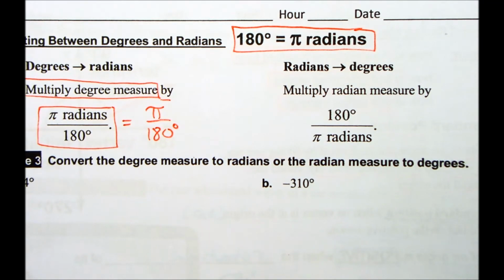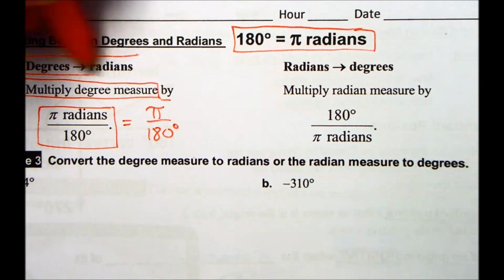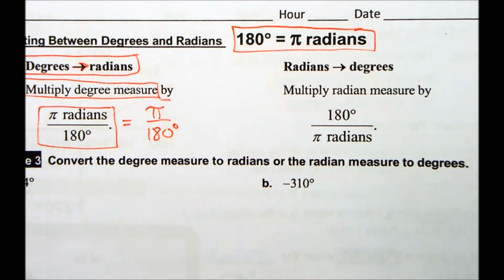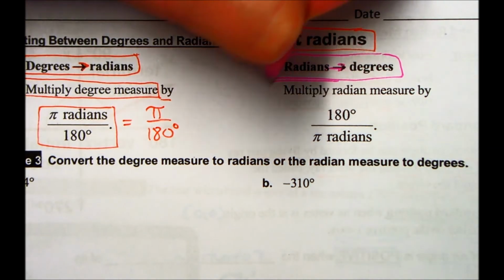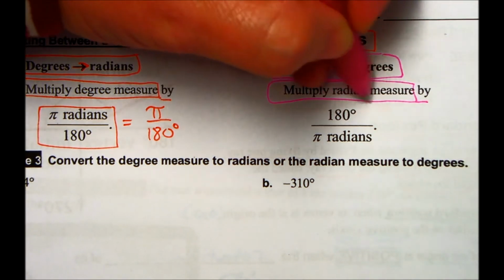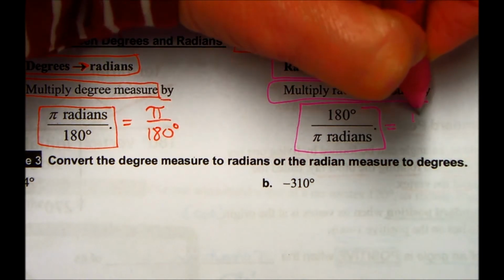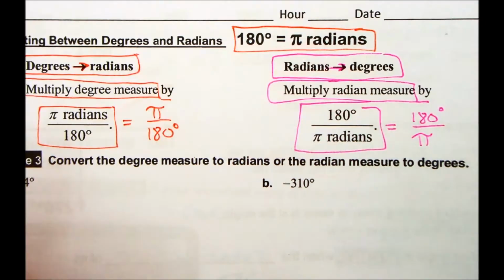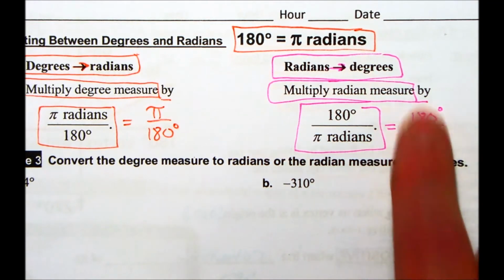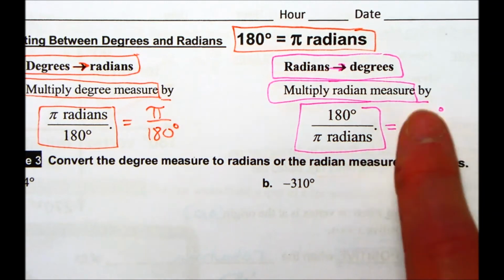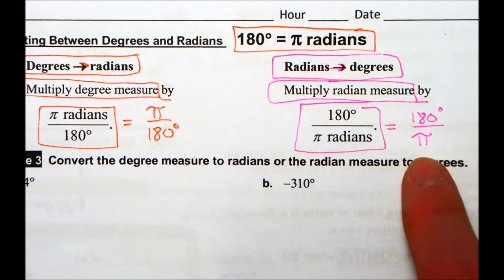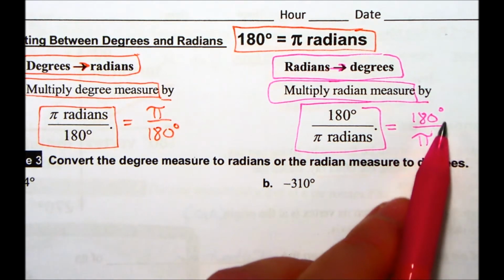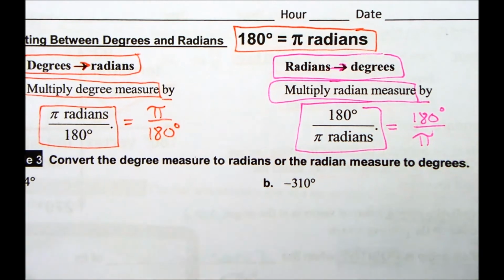So this was degrees to radians. If you want to convert from radians to degrees, you're going to multiply the given radian measurement by 180 over pi. And again, you don't have to write out the word radians right now. You just know pi over 180 or 180 over pi, because 180 and pi are equivalent, but one is in units of degrees, the other one is radians.